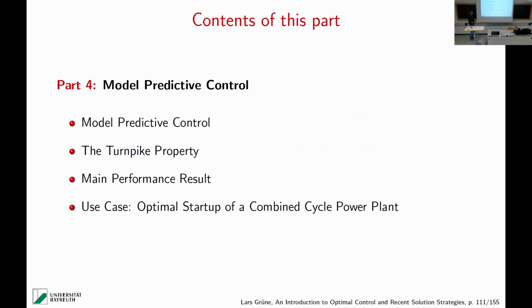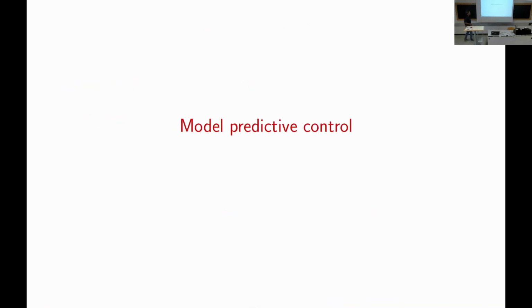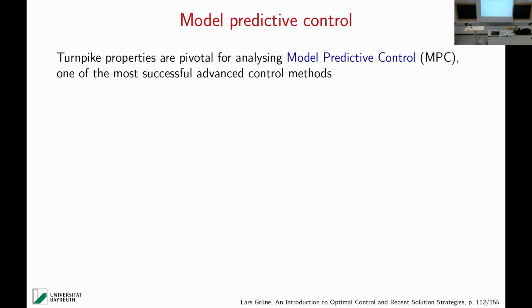Okay, model predictive control. This is the outline of this part. I will first introduce the method itself, then I will talk about the turnpike property. I will present the main performance result, and I will then present the use case, which is about optimal startup of a combined cycle power plant. Okay, what's model predictive control? Maybe you have seen that before.